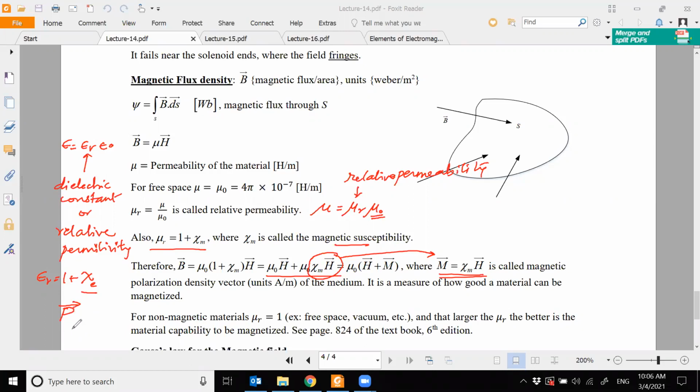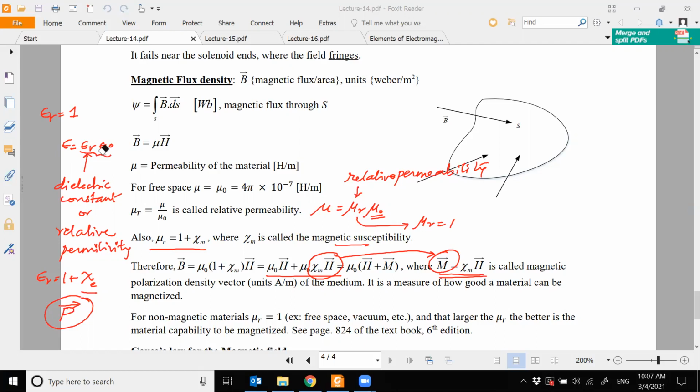Again, this is a measure of how good your material is with respect to the electric field. Here also, how good a material is with respect to the magnetic field. And we know it very well: for free space or vacuum, mu r is 1. Similarly here, for free space, epsilon r is 1, because epsilon naught is 10 to the power of minus 9 over 36 pi.